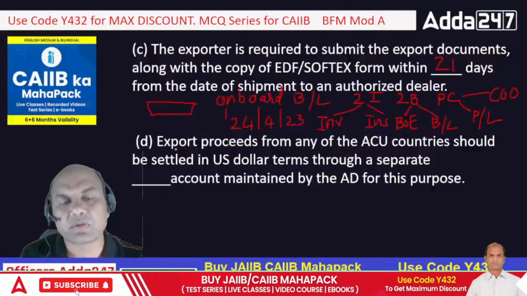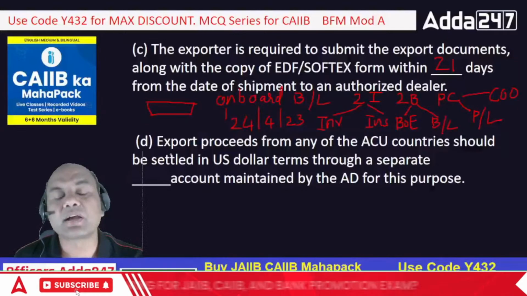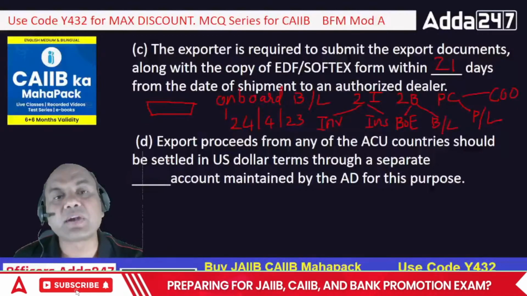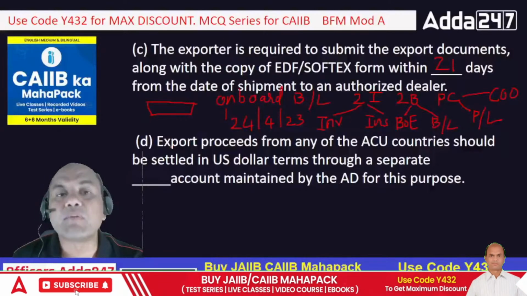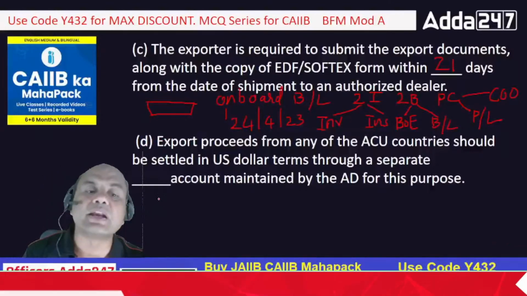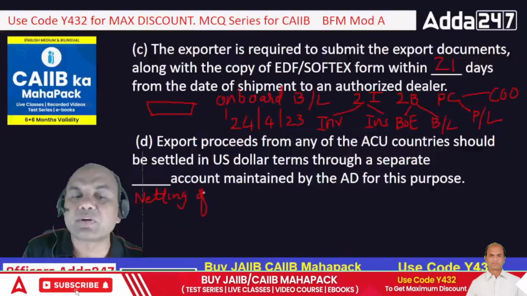Every trade you do in dollars is reported to the US. So the country has to pay commission on every dollar which is exchanged through the US. To avoid that, what do we do? We do netting off. This is called netting within our own countries. Netting off means what?